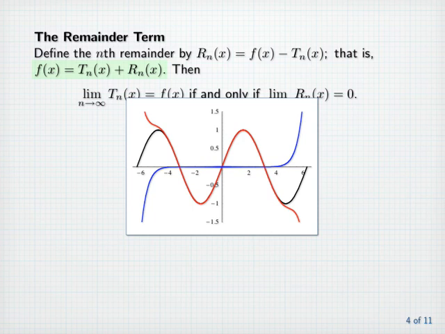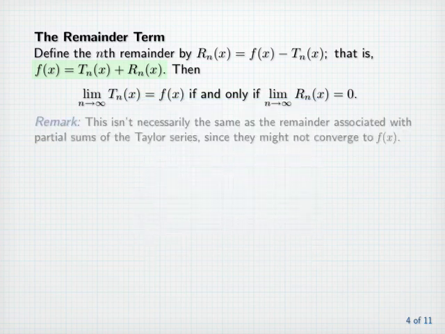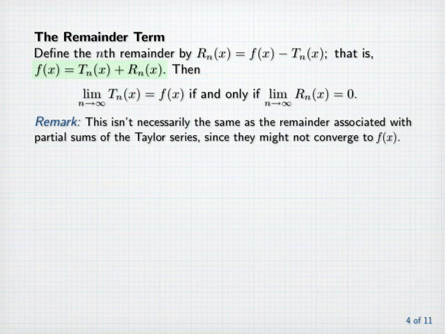So at each x, as the values of the Taylor polynomials approach sine of x, the values of the remainders are approaching 0. An important remark: this isn't necessarily the same as the remainder associated with the partial sums of the Taylor series, since they might not converge to f of x. In other words, when we've previously discussed the remainder associated with a series, it was defined as the difference between the partial sums and whatever the series happened to converge to. Here we are specifically looking at the difference between the partial sums of the Taylor series and the function f.